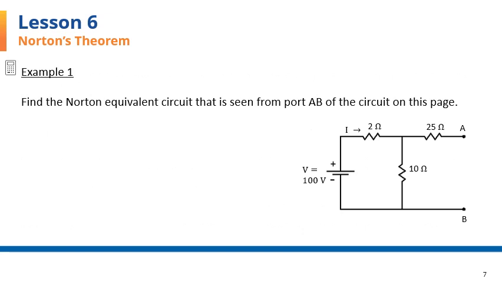We're asked in this example to find the Norton equivalent of the circuit shown here as viewed from port AB, looking into this circuit. To find the I sub NO, we need to connect point A to point B and calculate the short circuit current that flows from A to B.